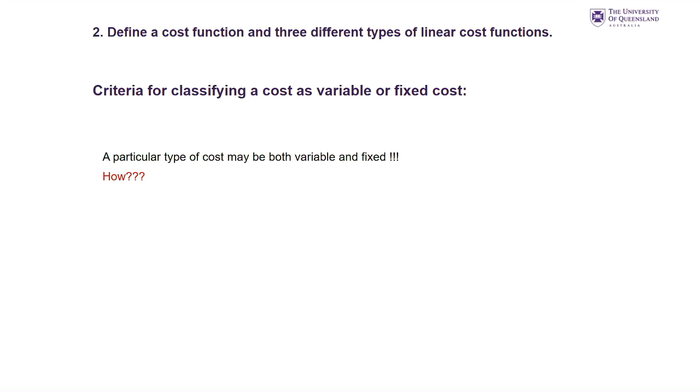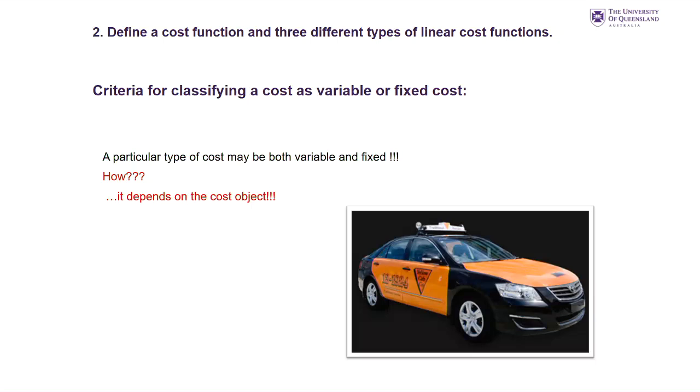So how do we classify a cost as fixed or variable? We know now that a particular cost might be both variable and fixed. So it really depends on what your cost object is. Remember last week we talked about how you have to know what your cost object is if you want to cost it. So what is it that we want to determine the cost of?